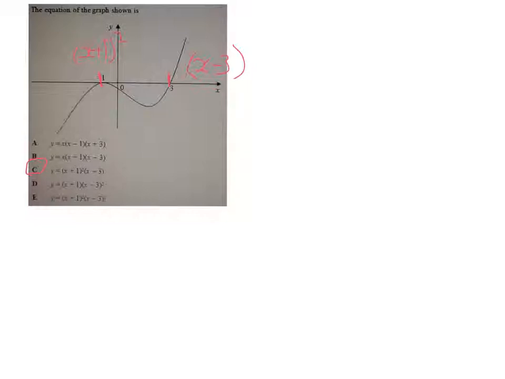So when you're identifying this, if you see something which is an intercept, then you just take one bracket from that. If there's a turning point which is happening, then you need to square it. If it was a point of inflection, then it would be a cubic type graph. Okay, we'll move on to the next question.